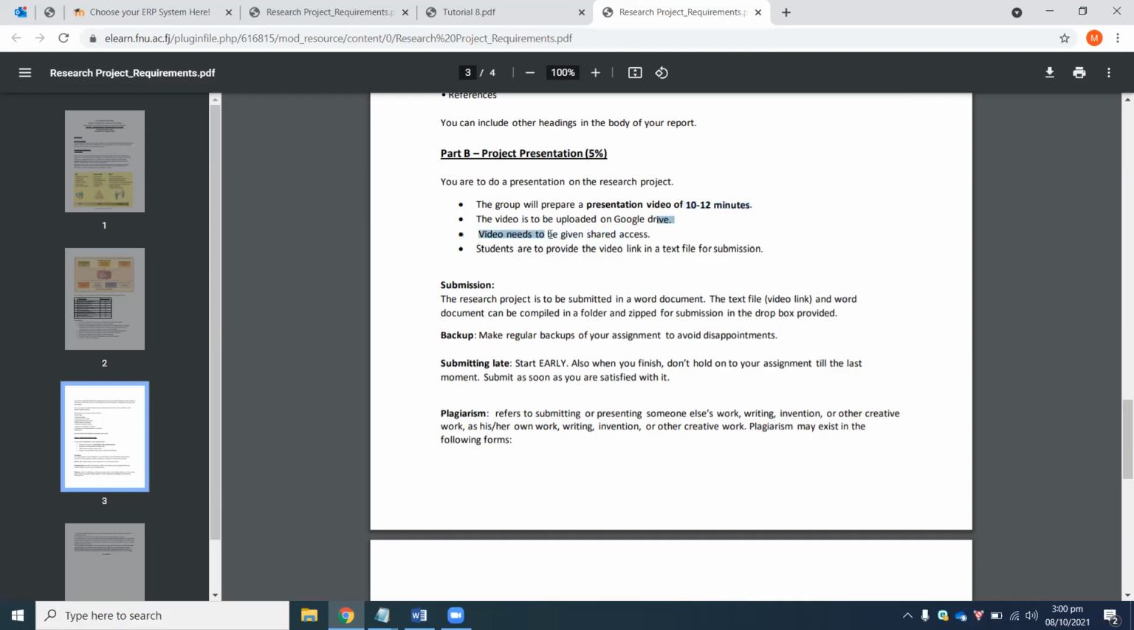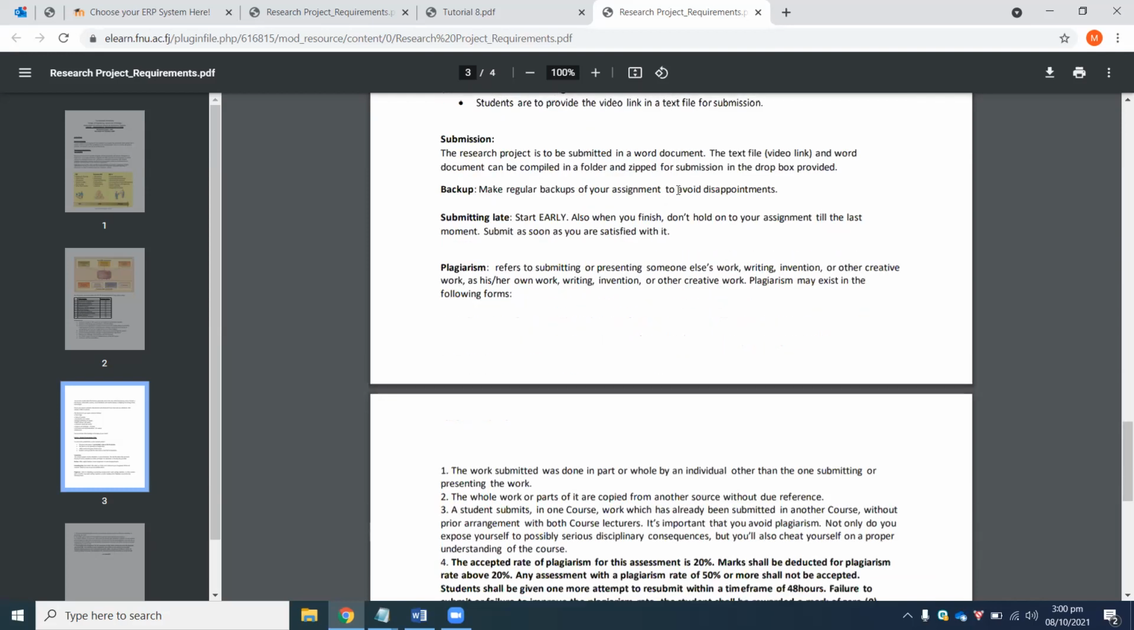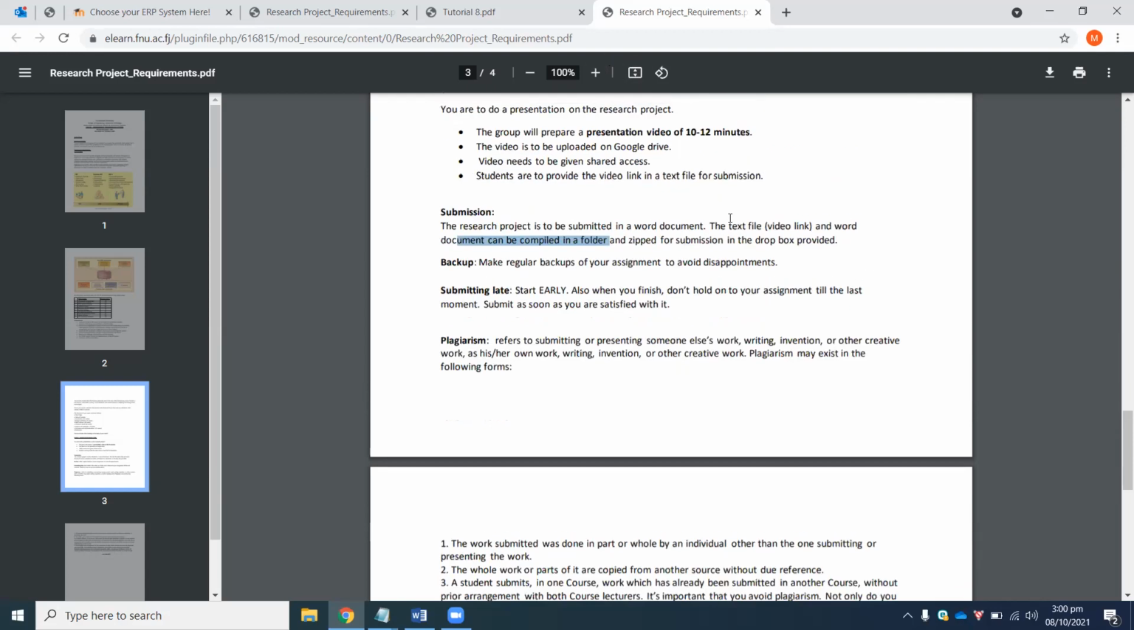How to do that? Research it up. And once you have done the shared access, open up a notepad file or a text file and save the link for that video inside that particular file. When you're submitting, your submission needs to come in a zipped folder. We should have the document for your report, and also the text file which carries the link. This will contribute 15% towards your coursework and needs to be submitted in the Dropbox provided.